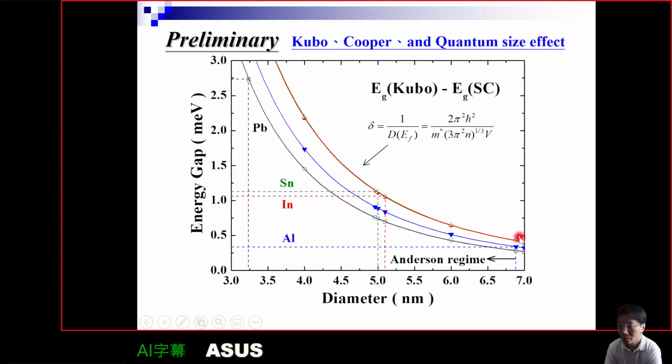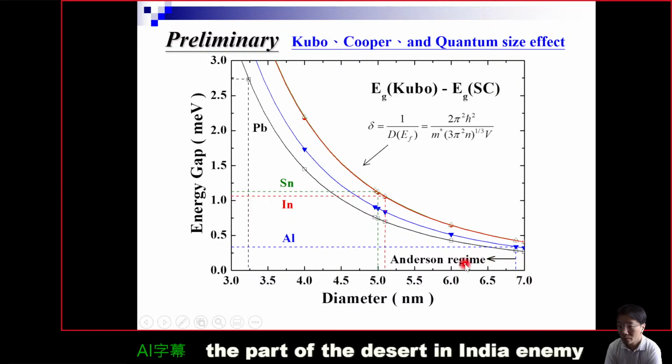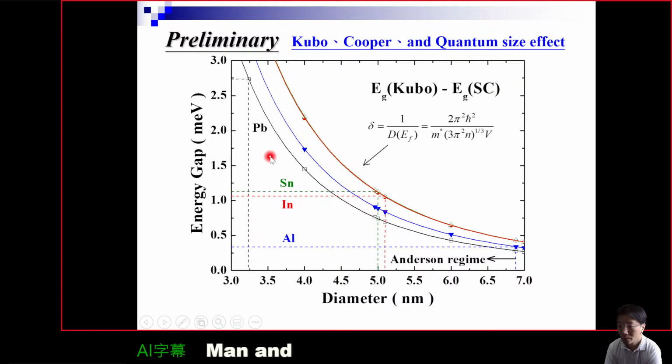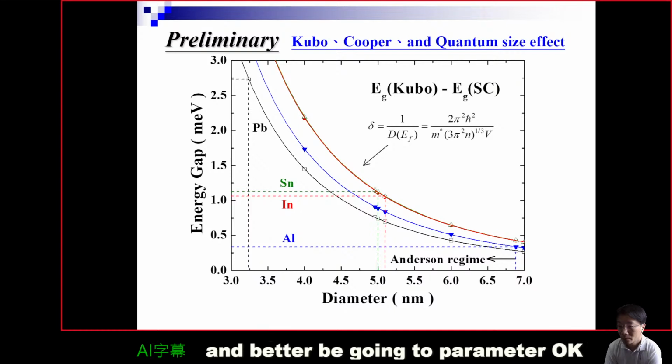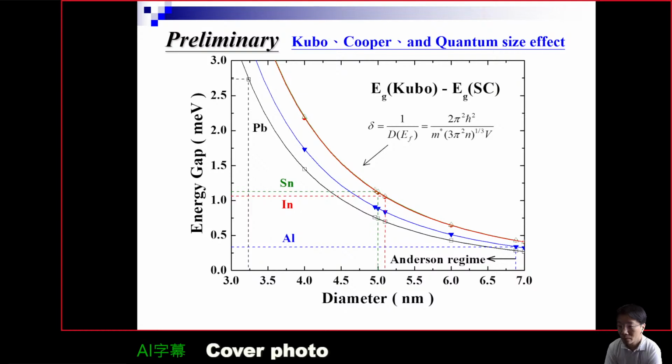So this is the plot of the lead, tin, indium, and aluminum, these four metals. For the aluminum, it will lose its superconductivity at a size less than 6.9 nanometer, for the indium that would be 5.1 nanometer, the tin would be 5 nanometer, and the lead would be 3.2 nanometer. Okay, that's the latest discovery for those metal superconductors.